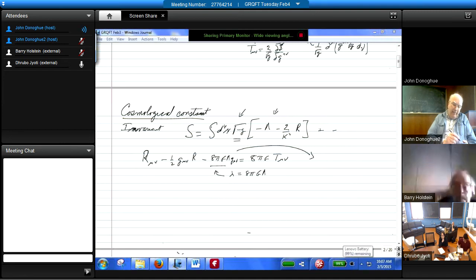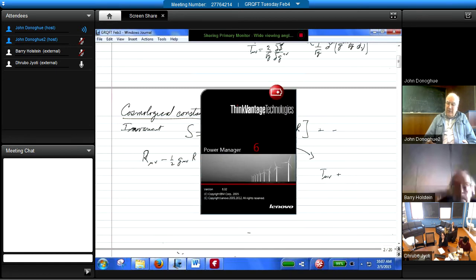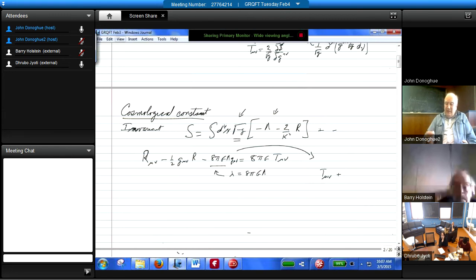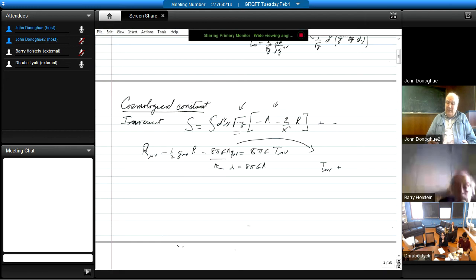So you can think of this as it becomes T mu nu plus lambda g mu nu, which gives you the interpretation that you'd expect. Lambda is a shift in the energy momentum tensor. That's a constant. That's the energy when matter is not around.